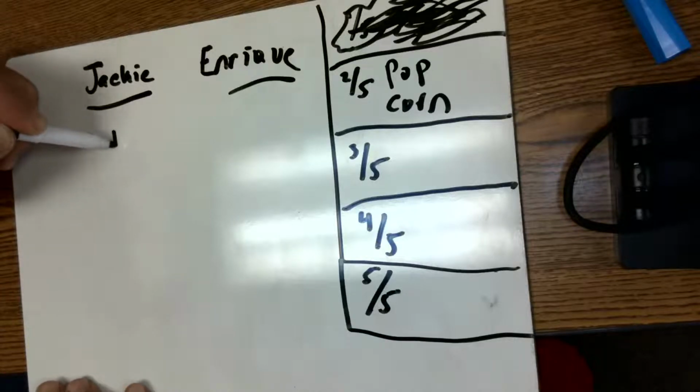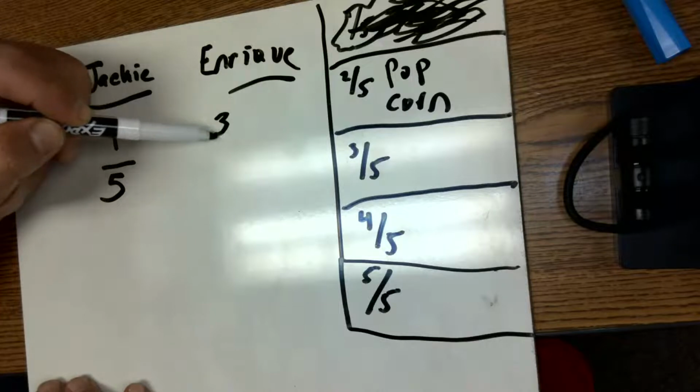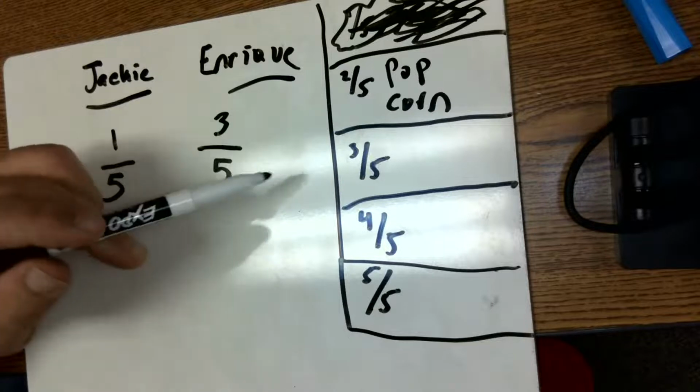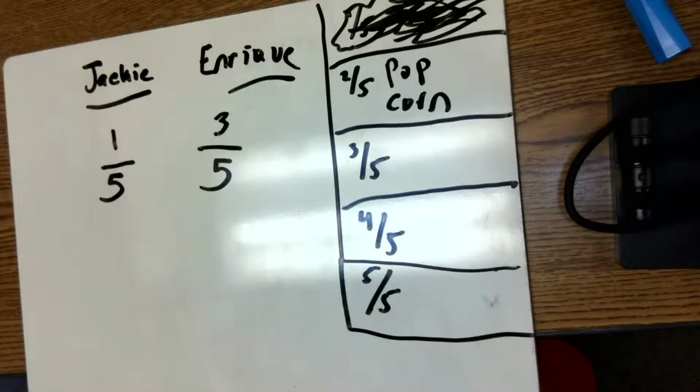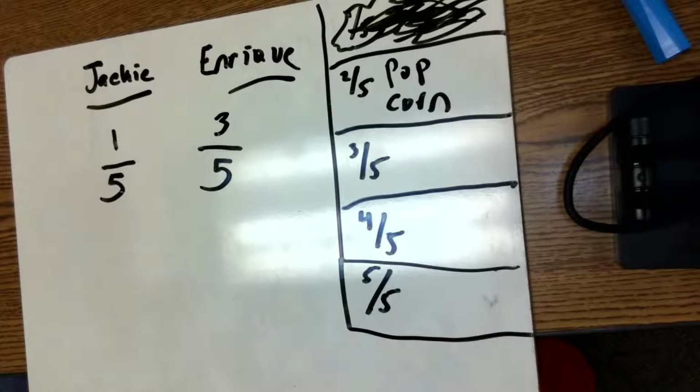Jackie eats 1/5, and Enrique eats 3/5. Remember, the other 1/5 we're not worried about. Jackie already ate that. So what's 1/5 plus 3/5? 4/5. Right. Yes, Piper.